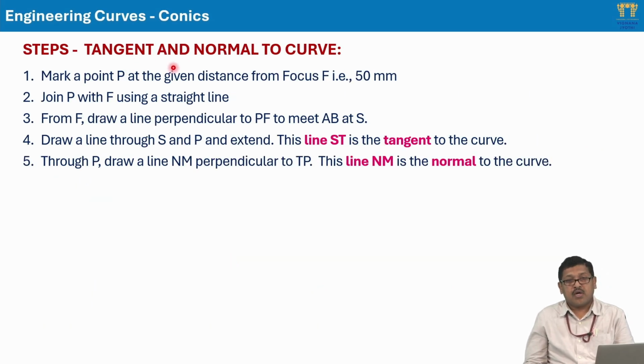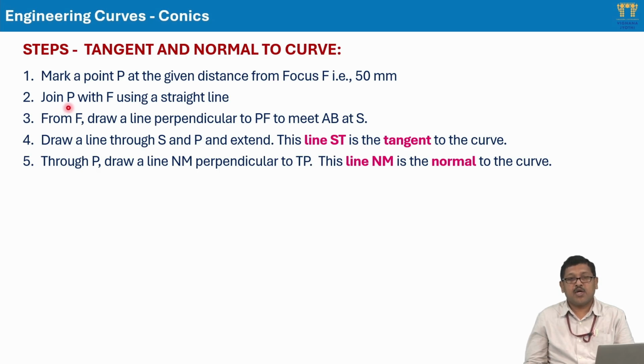Similar to the construction of the hyperbola, we also need to now draw the tangent and normal to the curve. This process of constructing tangent and normal is common to all the three curves, that is hyperbola, parabola and ellipse. So what we need to do is mark a point at the given distance from focus F, which is 50 mm. In this problem, the data is given as 50 mm from F. So we already have the F point, we have already constructed the curve. So we take F as center, 50 mm as the radius, and we cut an arc on the curve.